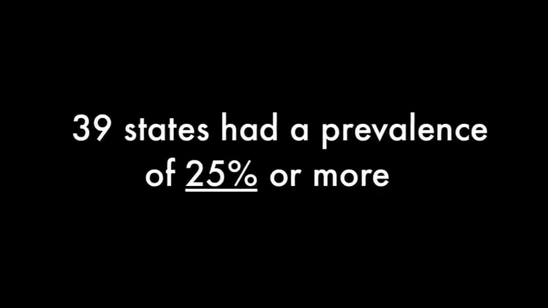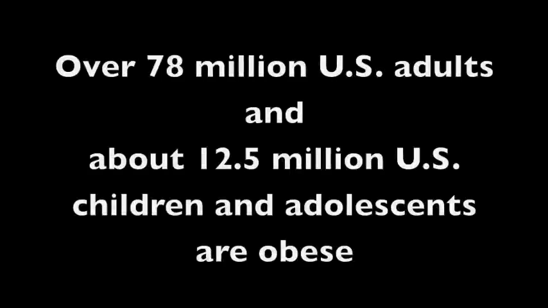In 2011, the CDC did its first state-by-state poll on obesity. The CDC found that in 2011, obesity prevalence ranged from 20.7% in Colorado to 34.9% in Mississippi. No state had a prevalence less than 20%, and 39 states had a prevalence of 25% or more. This translates to over 78 million U.S. adults and about 12.5 million U.S. children and adolescents who are obese.